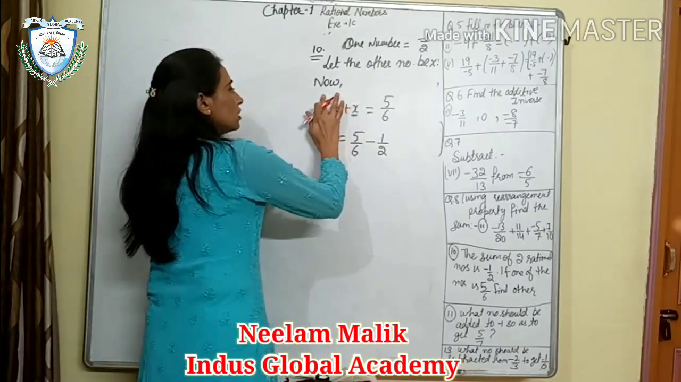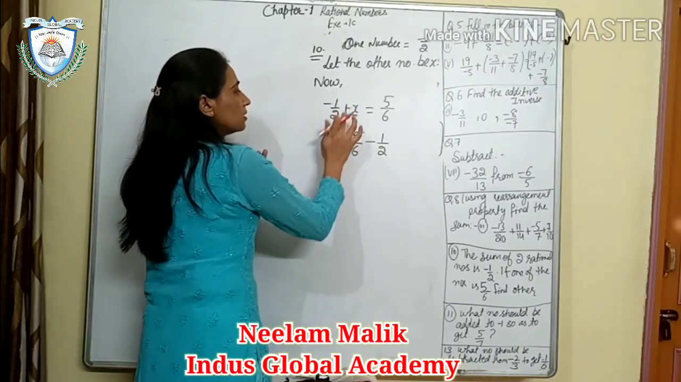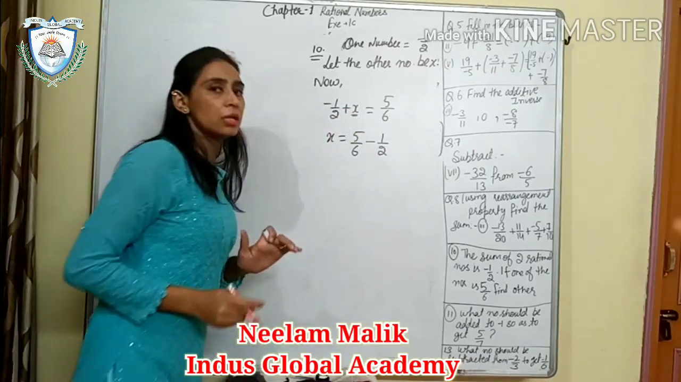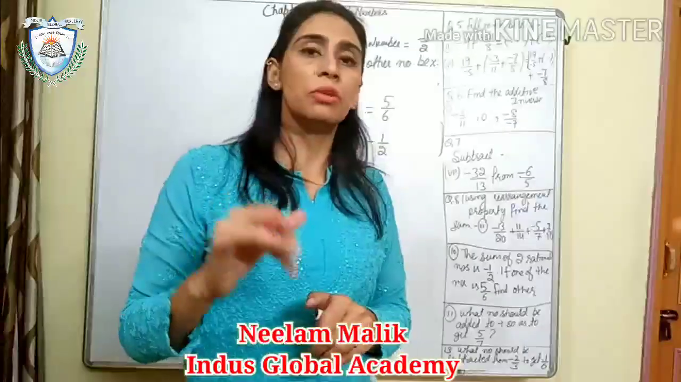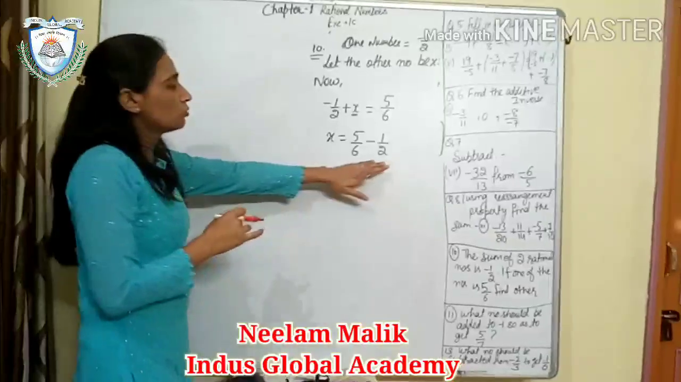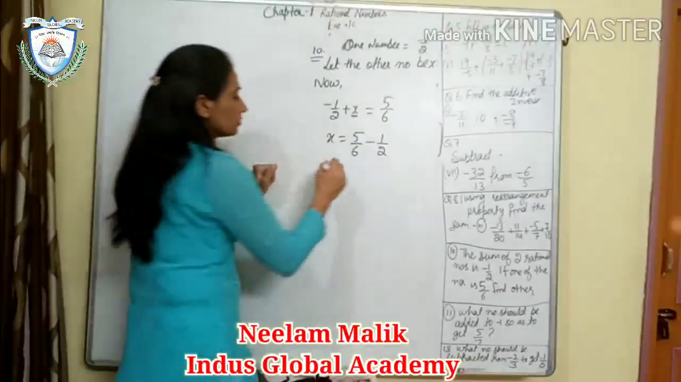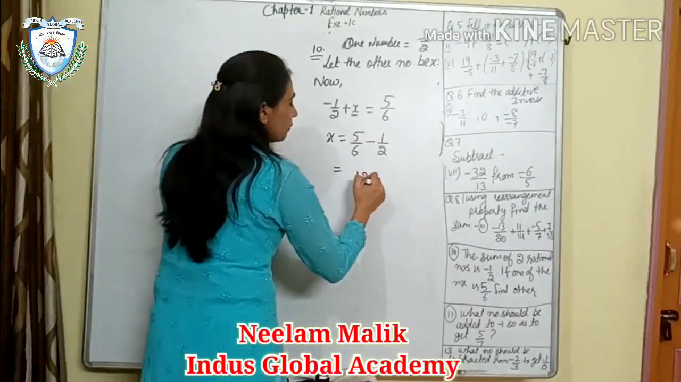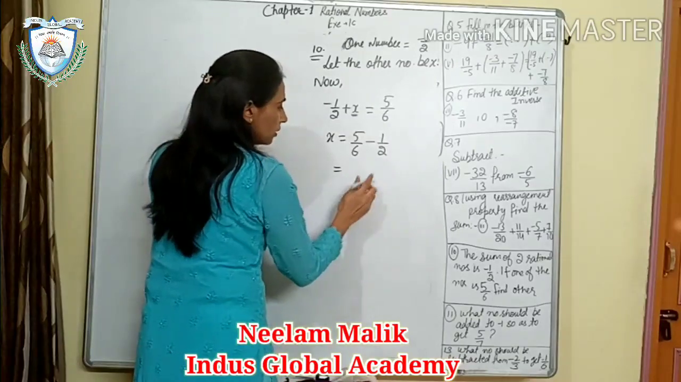When we are changing the side of any number, its sign will be changed. If it is negative, it will be positive. If positive, it will be negative. So now we have to solve only this. This will be 12. Sorry, not 12, it will be 6.